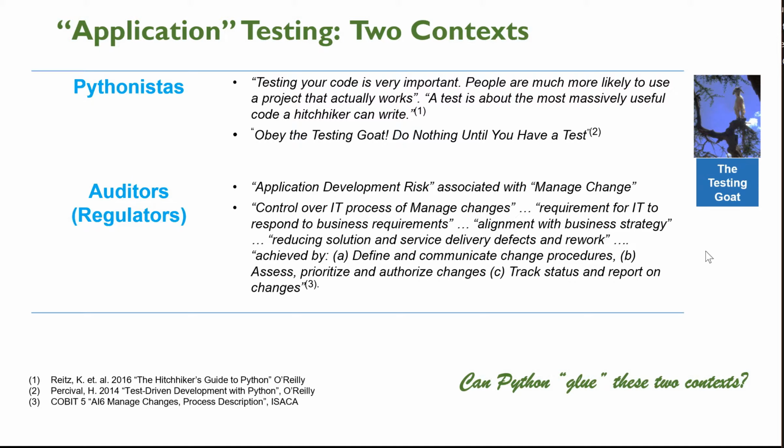Here you can recognize the testing goat, which is basically the symbol of TDD, test-driven development, and I picked it up from the book from Percival, an excellent book on testing, and also a must-read book on Django.